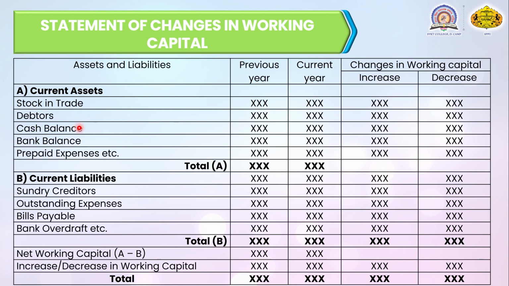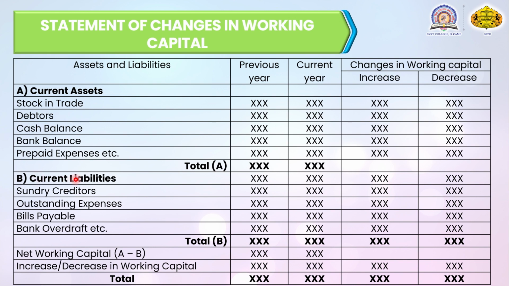Third point is cash balance. It is also previous year's balance compared with current year balance, and the difference is shown in the changes in working capital. It can be increased or decreased. Next is bank balance, which is also last year's balance compared with current year balance, and changes are shown in the working capital. Same effect in prepaid expenses. The last year prepaid expenses are compared with current year prepaid expenses and the difference is shown in the increase or decrease column. After that, all these current assets are added, and this is the total of previous year and this total of current year, compared between last year and this year.